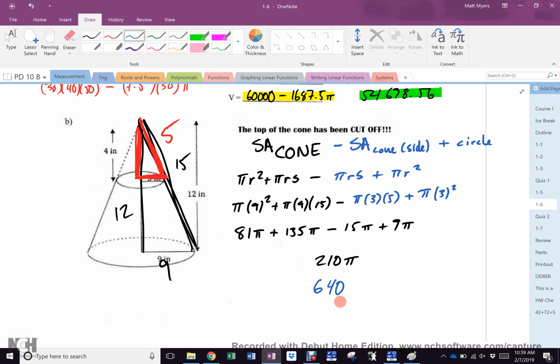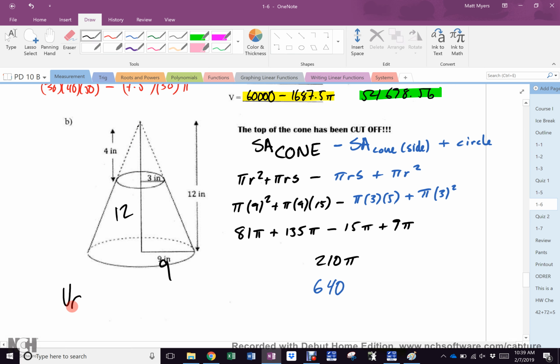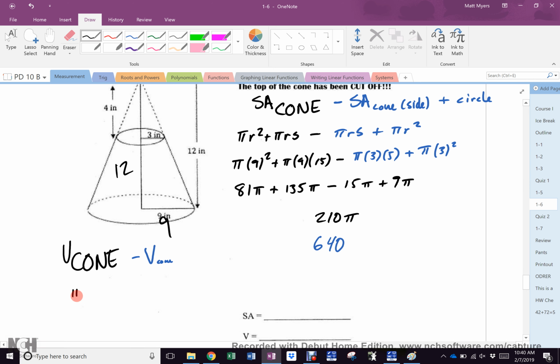Is everybody good? Yep, that's the surface area. Is everybody good? Okay. Now, in volume, what is it? It's the volume of a cone minus the volume of a cone. You know what I mean. What's the volume of every cone? Pi r squared h divided by 3 minus pi r squared h divided by 3.